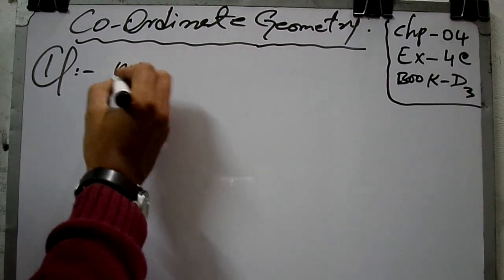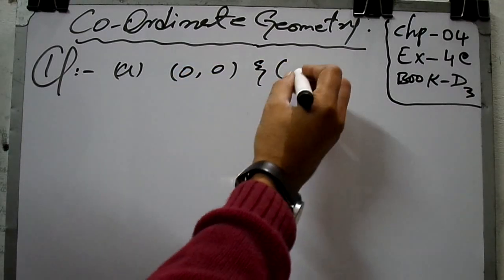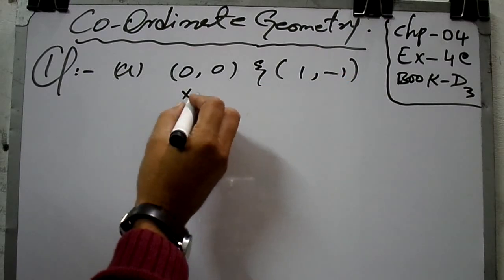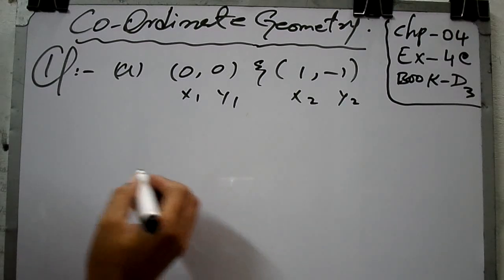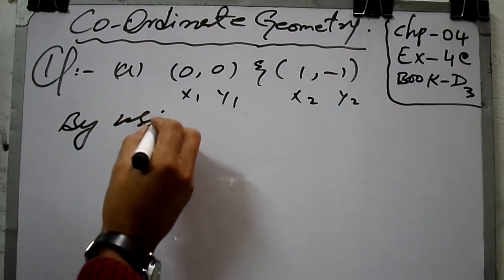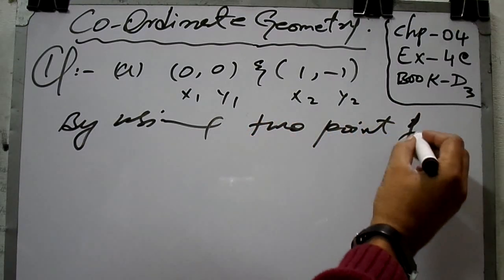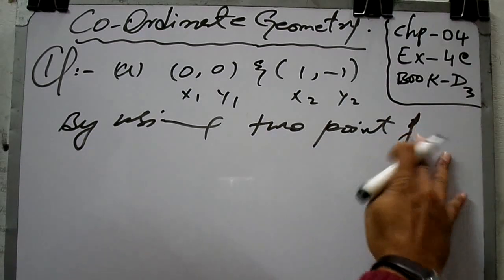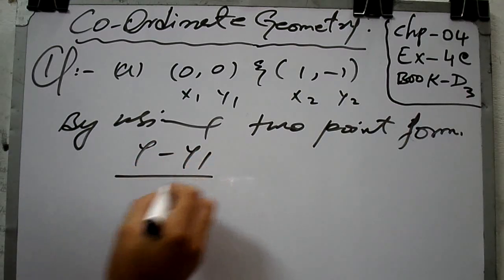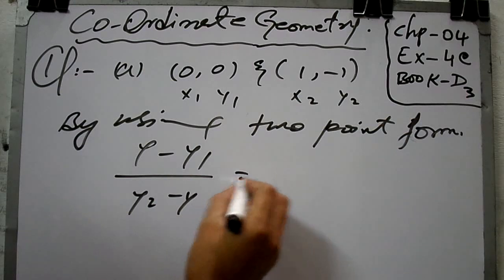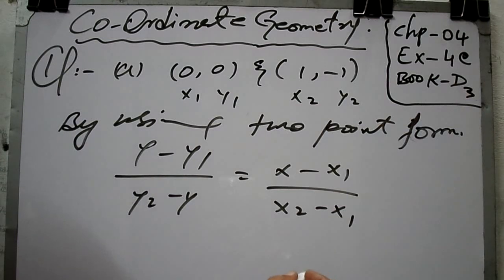In A part, the points we have been given are 0, 0 and 1, minus 1. So this one is your x1 and y1, and x2, y2. Since we are using the 2-point form, that is y minus y1 divided by y2 minus y1 is equal to x minus x1 divided by x2 minus x1. So that is your 2-point form equation.